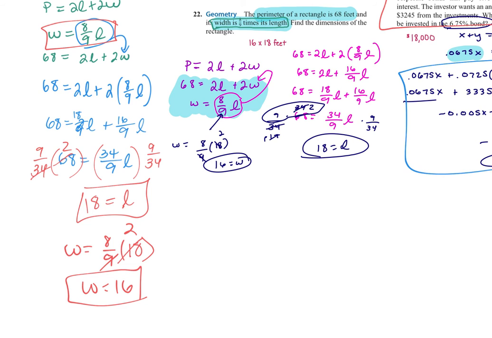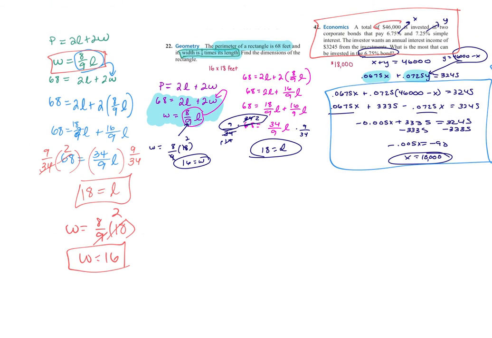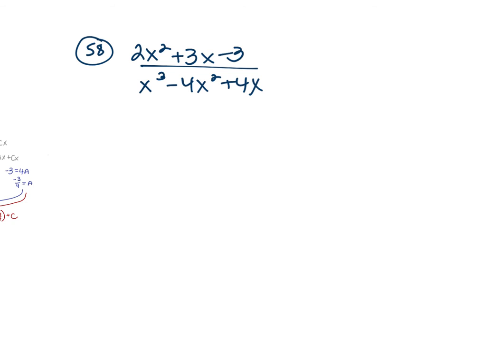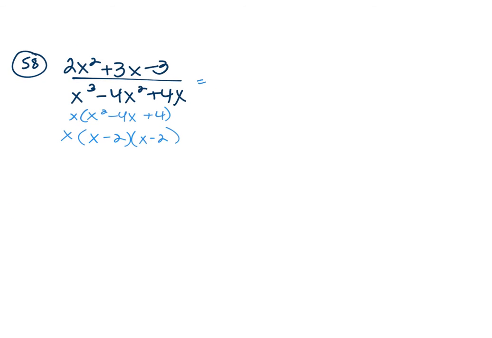Okay, this was 58. So if I take out the x on the bottom, I get x squared minus 4x plus 4. And then that's x minus 2 and x minus 2. So this is your repeated factor. I would get A over x plus B over x minus 2 plus C over x minus 2 squared. You've got to build up to it.